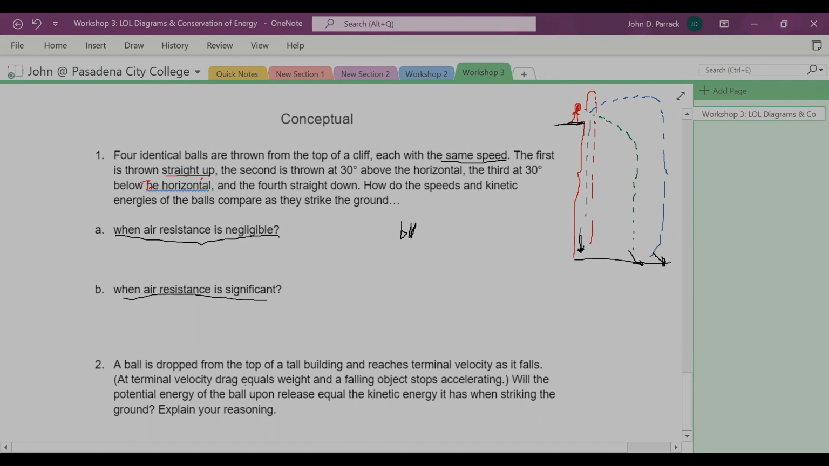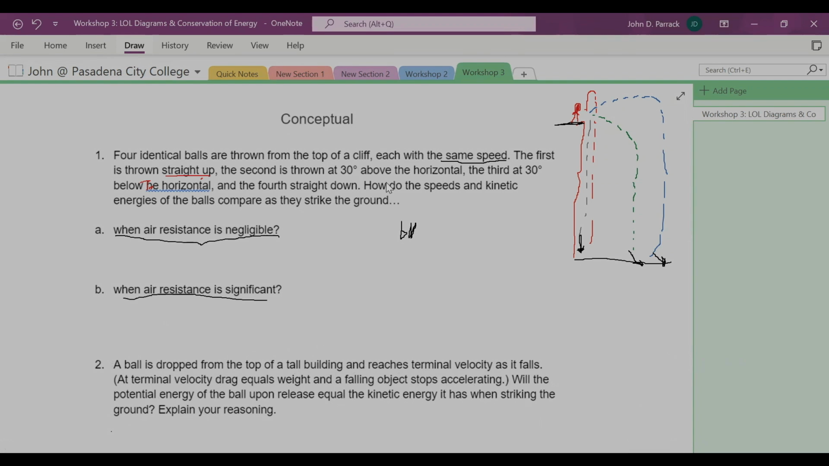Okay. A ball is dropped from the top of a building and reaches a terminal velocity as it falls. At terminal velocity, drag is equal to the weight falling and the object stops accelerating. Will the potential energy of the ball upon release equal the kinetic energy it has when striking the ground? Explain the reason. Okay, this is basically the same. This is a very similar question. We'll just go more into depth, which is actually great.